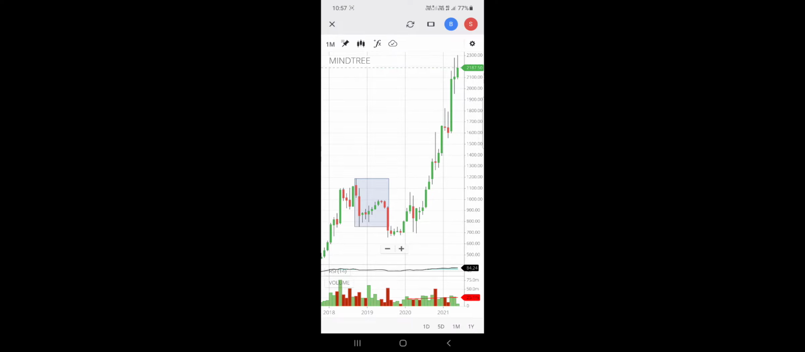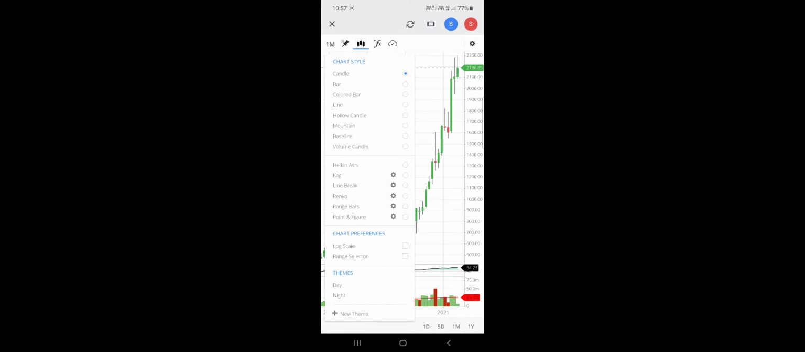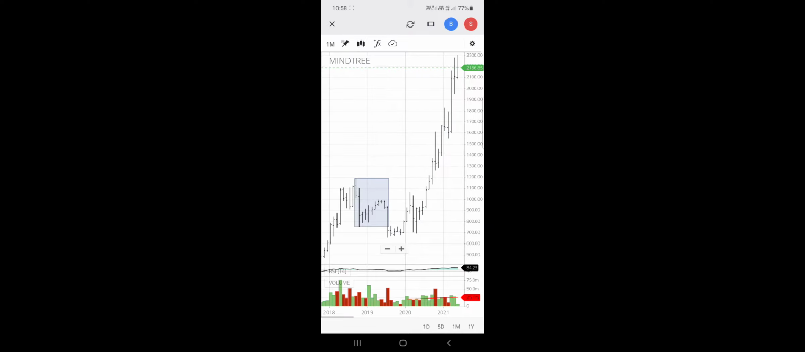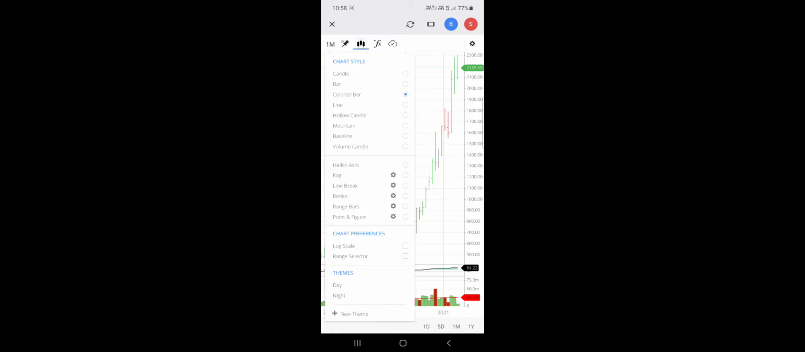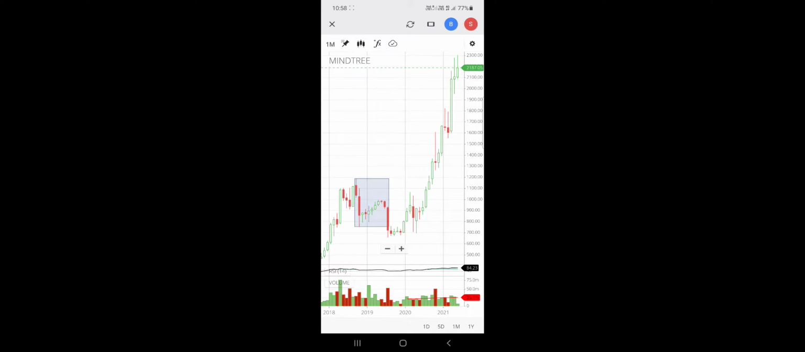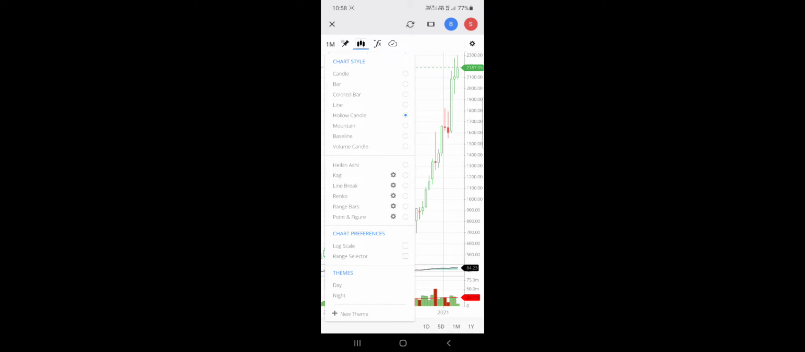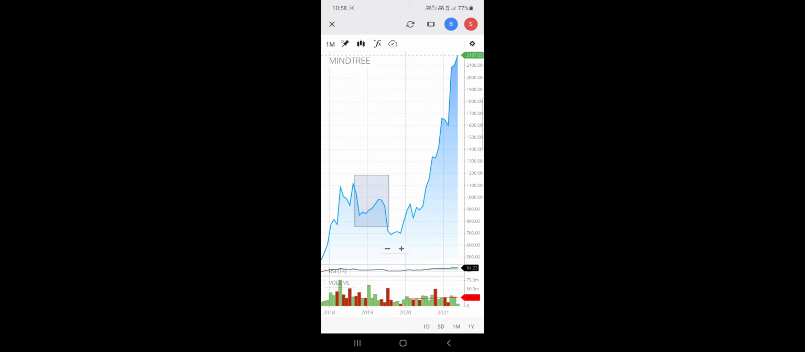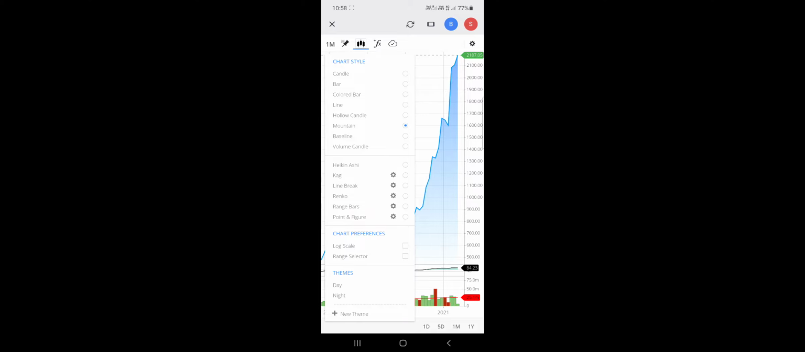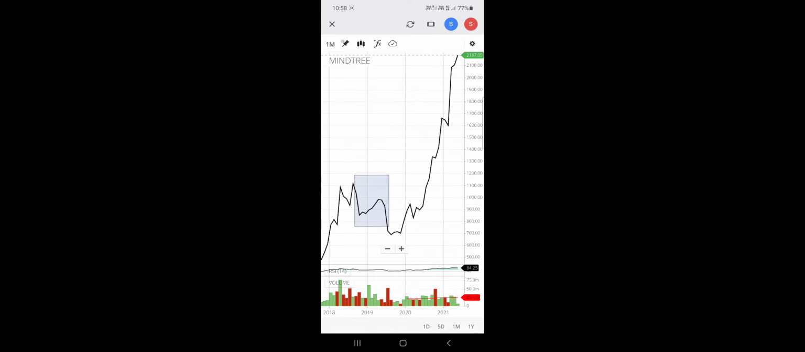I open the Zerodha platform and we can see the charting platform here. When I click on the chart style, we can see there are a lot of options. We have candlestick, we have bar. If we select bar, it appears like that, and if we select colored bar, it appears like that. And there are also Hollow candles, appearing like that, and there is also a mountain, appearing like that. And the line chart appears like that. The line is drawn according to the price movement.